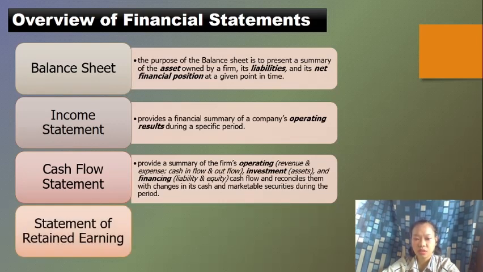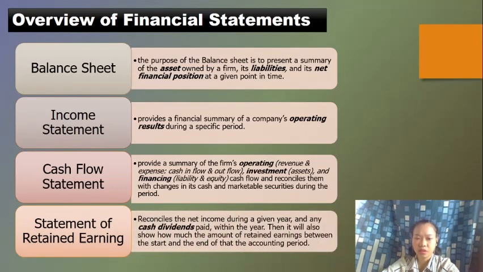And the last one is the statement of retained earnings. It reconciles the net income during a given year and any cash dividends paid within the year. Then it also shows the amount of retained earnings between the start and the end of the accounting period.